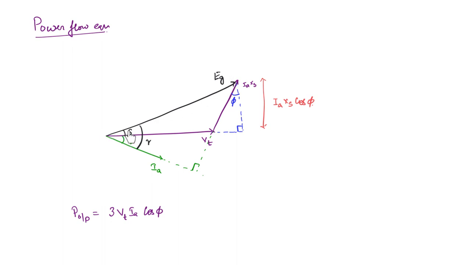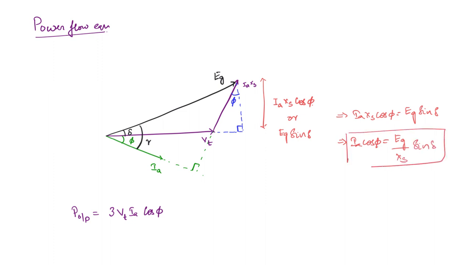Okay, now in this triangle if you see, this length of the hypotenuse is EG and this angle here is delta. So what will be the length of this? This will be EG sine delta. Okay, so this length is also equal to EG sine delta. So from here IAXS cos phi is equal to EG sine delta. Okay, so you can write IA cos phi as EG by XS sine delta.